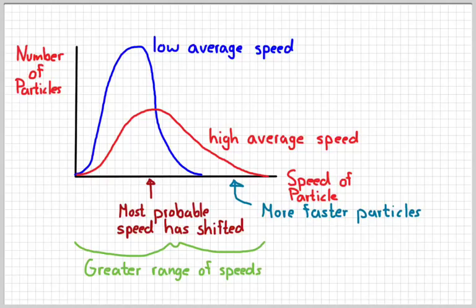In other words, there's more chaos. There's a lot more randomness in the motion. And so there's not as many going slow as there were before. The average has been shifted to the right, so on average they're going faster, but there's not as many going any particular speed.